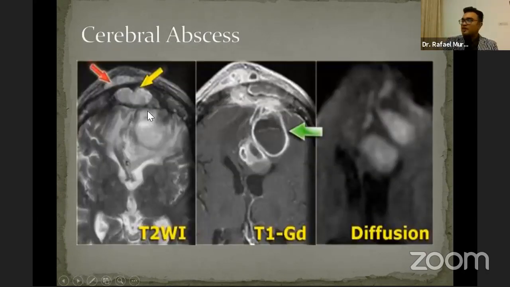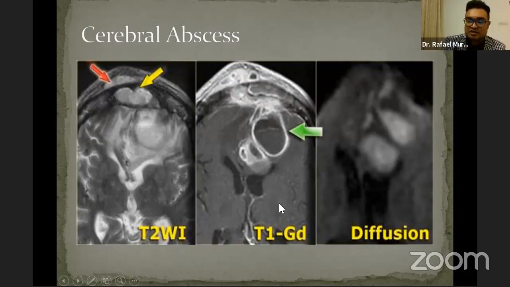So in case of sinusitis, what are the complications? It could be subperiosteal abscess, orbital extension, intracranial brain abscess, epidural abscess, subdural empyema, or sinus thrombosis. In the first image, on the T2 weighted image, we can see some fluid-filled hyperintense lesions. In the contrast enhanced T1 weighted image, we can see peripheral enhancement of those lesions. Sometimes we can misdiagnose it as a glioblastoma or other lesions, but this is actually a case of brain abscess. And how can we differentiate that?